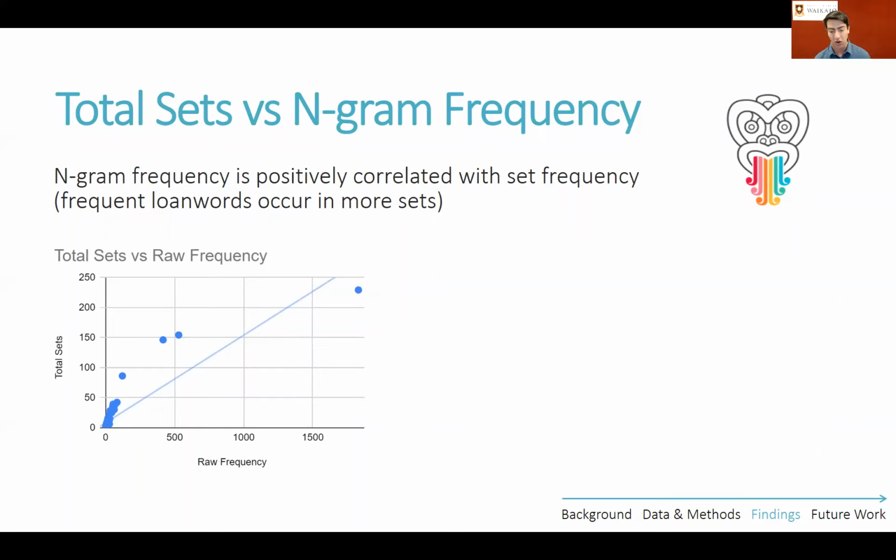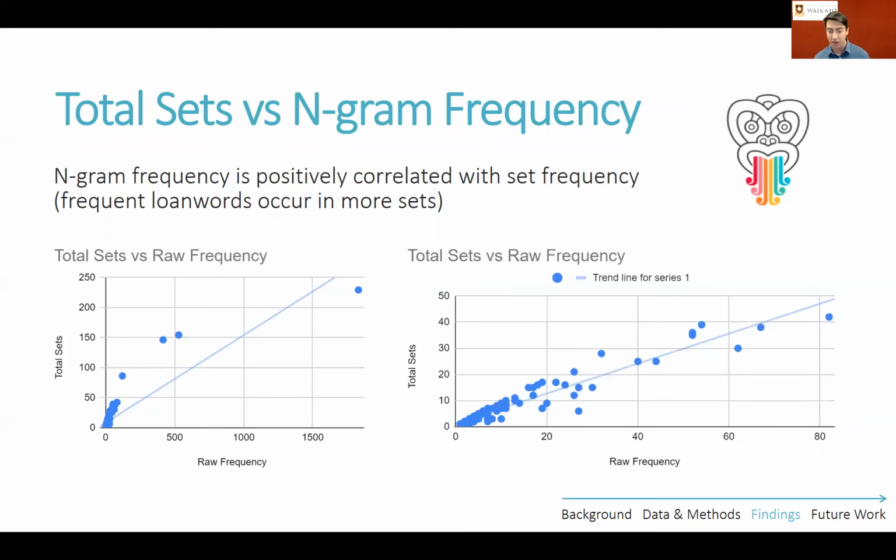This perhaps isn't too surprising given that loanwords that occur more often have more opportunity to co-occur with other loanwords in different texts. So this graph is just for the MLW corpus and shows all of the data points, whereas the one over here, I've just removed the four loanwords with the largest values so that we can see the overall trend more clearly.